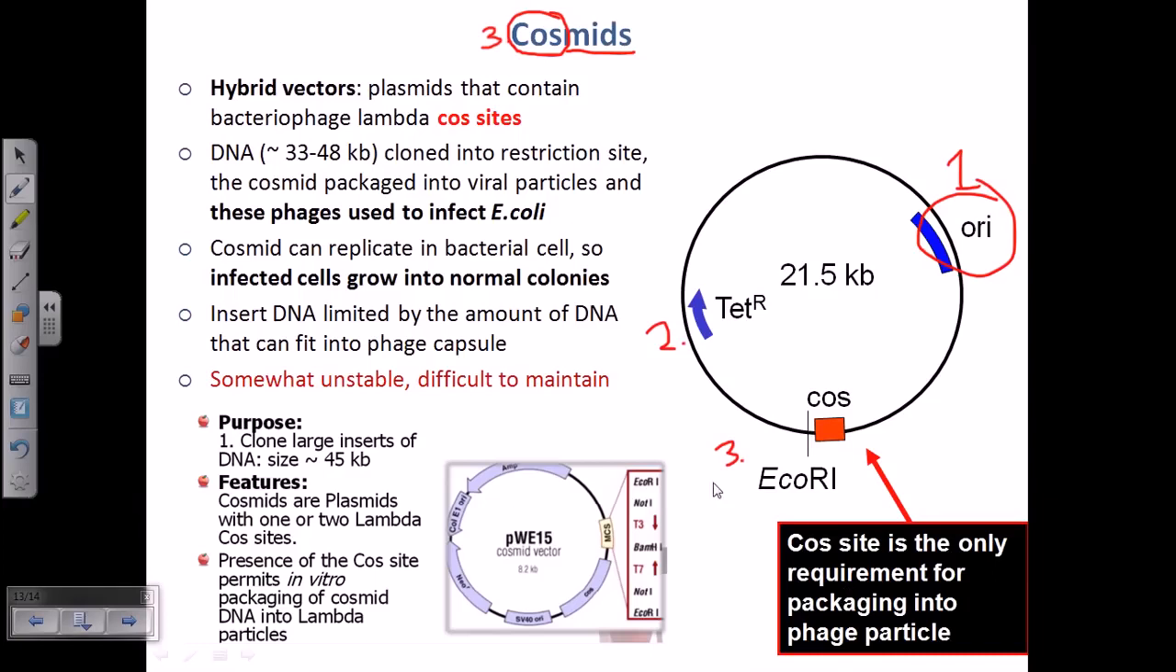The cos site is the only requirement for packaging into phage particles, right? Because if a DNA sequence has a cos site, it can be packaged inside the bacteriophage head. So by attaching the cos site onto these plasmids, we are ensuring that these plasmids can be packaged into the bacteriophage, right? And we can utilize those phage to infect E. coli or any host bacterial cell into which we are trying to transfer our gene, right?